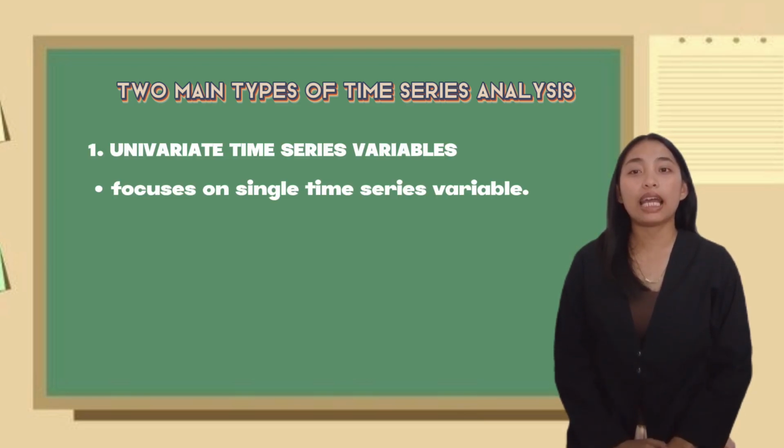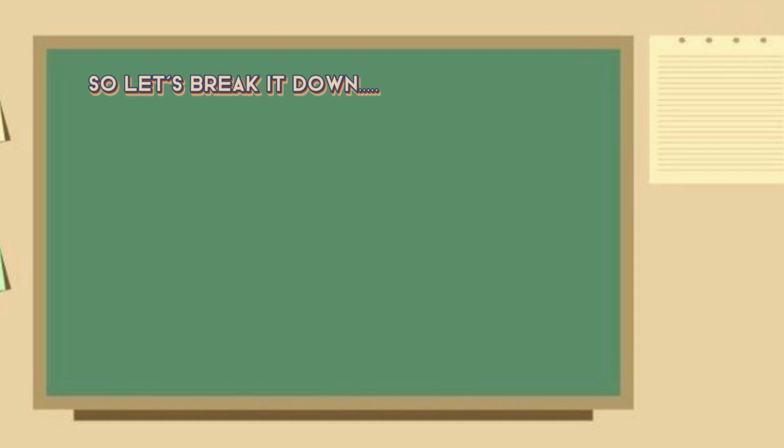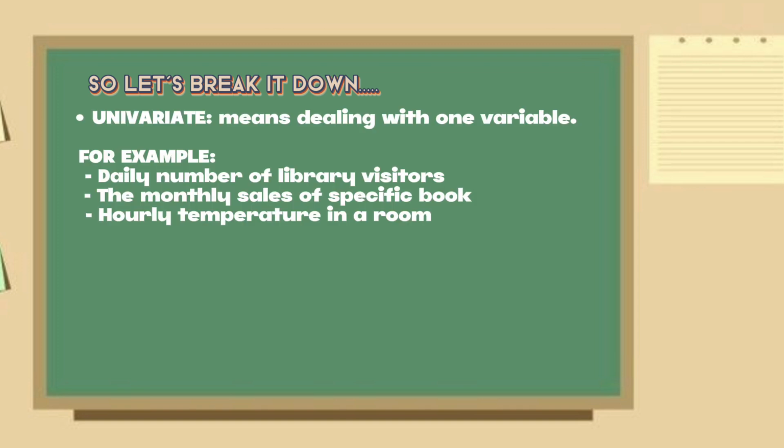First is univariate time series analysis. This type of analysis focuses on a single time series variable. So let's break it down. Univariate, this means we're dealing with only one variable. For example, the daily number of library visitors, the monthly sales of a specific book, or the hourly temperature in a room. We're not looking at how other factors might influence this variable. We're just focusing on its own history.